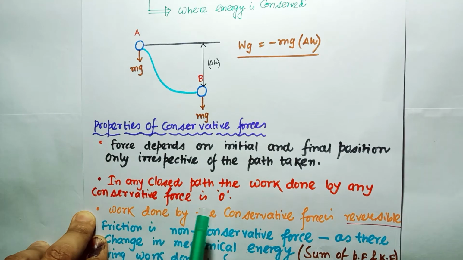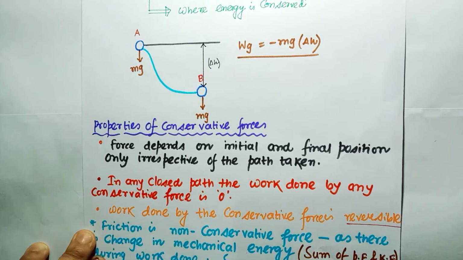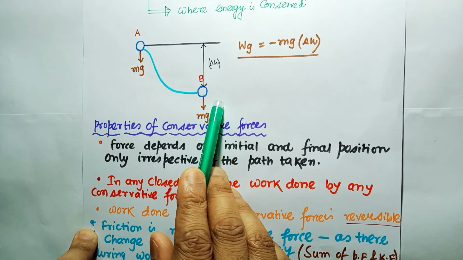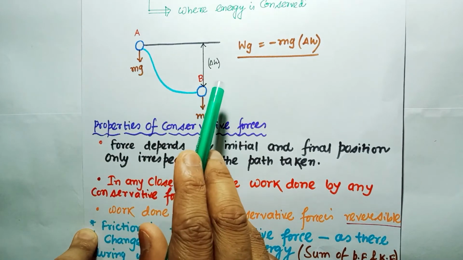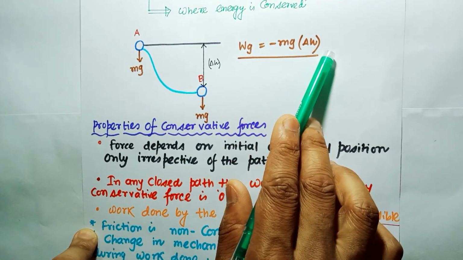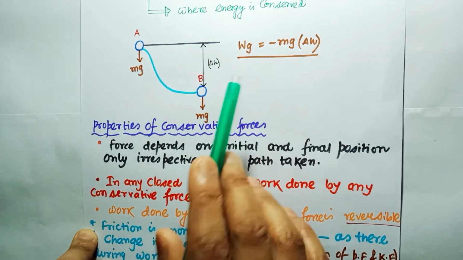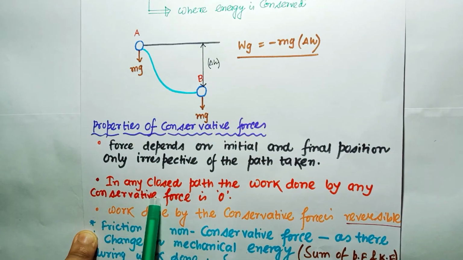In any closed path, the work done by any conservative force is zero. It means, suppose from the previous discussion, if we move the ball from B back to A, the work done will be against gravity. So it will be plus mg times delta H. So during the closed circular path, the total work done will be zero. So in any closed path, the work done by any conservative force is zero.